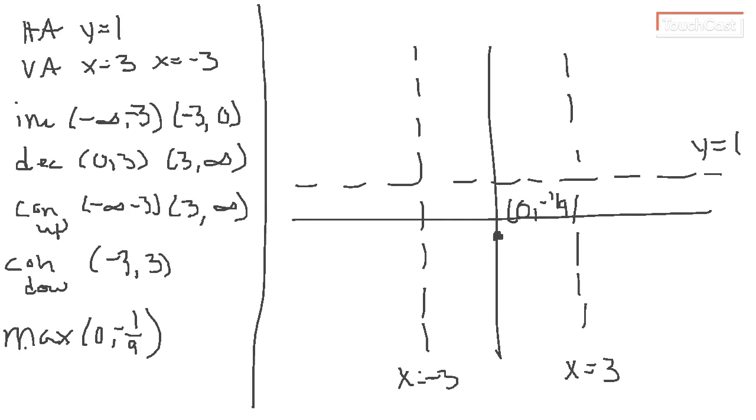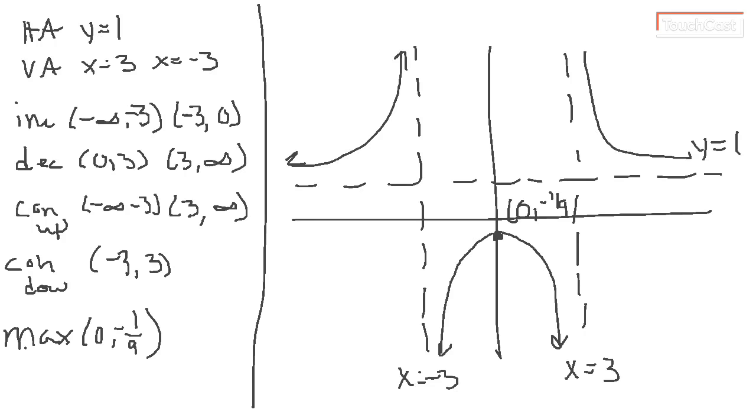Now the easy part is graphing this middle part, because we know from negative 3 to 0 we are increasing, and we know from 0 to 3 we're decreasing, and then we know from negative 3 to 3 we're concave down, we're opening downwards, that's right, and then we're increasing from negative infinity to negative 3, being concave up, as well as concave up but decreasing from 3 to infinity.